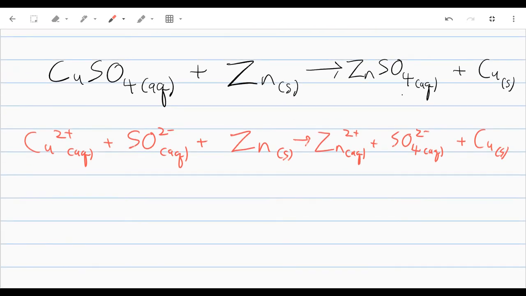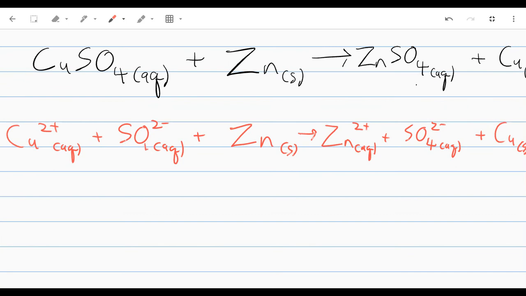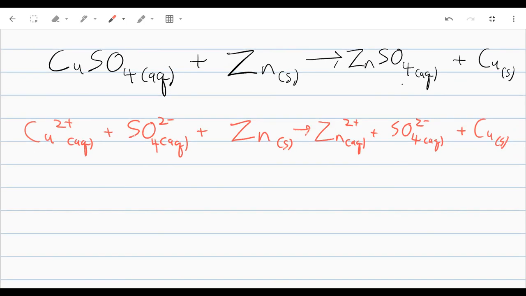Now remember that the ions and the elements are not the same thing. Those charges make a huge world of difference. But if I remember all of my numbers, you know what is the same here? We have sulfate on both sides. So the sulfate on both sides means that the sulfate isn't interacting with anything else. It's a spectator. So we can eliminate it.